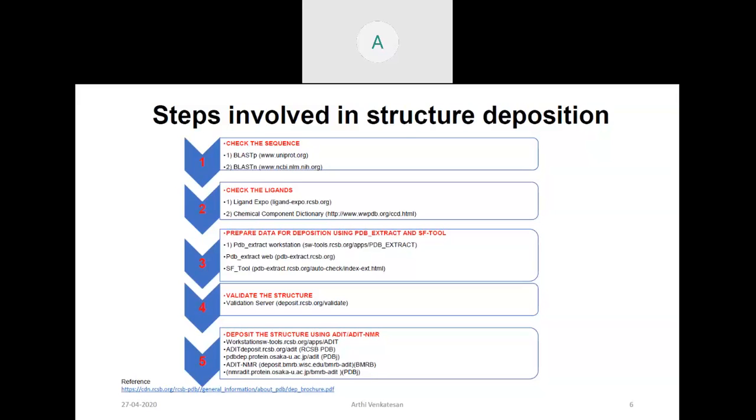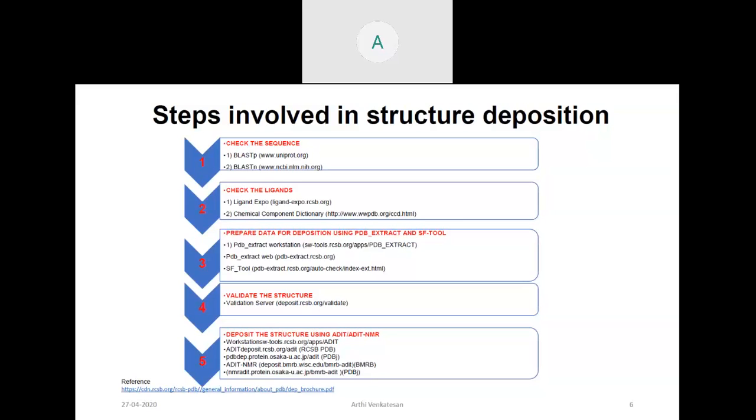So you got the 3D structure, a three-dimensional structure of your protein. Then you are going to deposit that in the RCSB data bank. What are the steps involved in that? For example, you have the sequence and you have the protein structure itself. First, you need to check the sequence, which is a major task. To check the sequence, you have BLAST P and BLAST N, which are also available on the RCSB page itself.